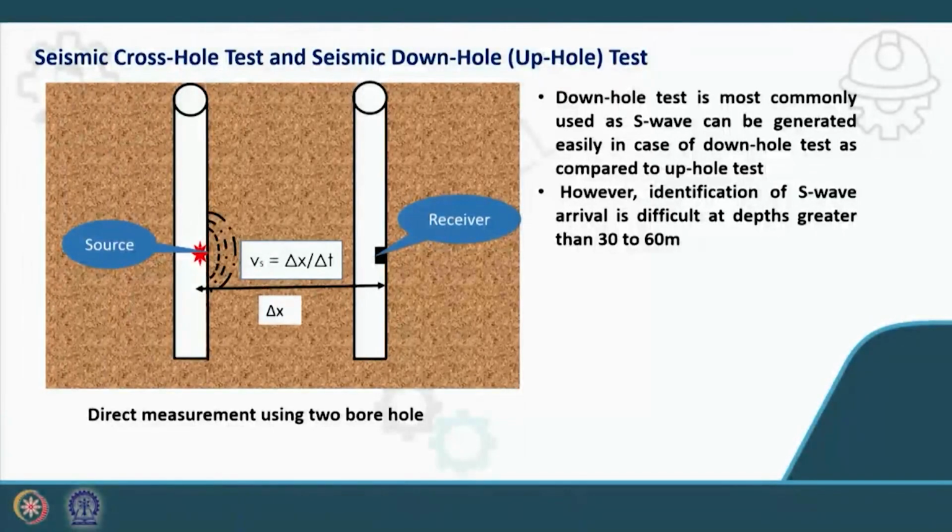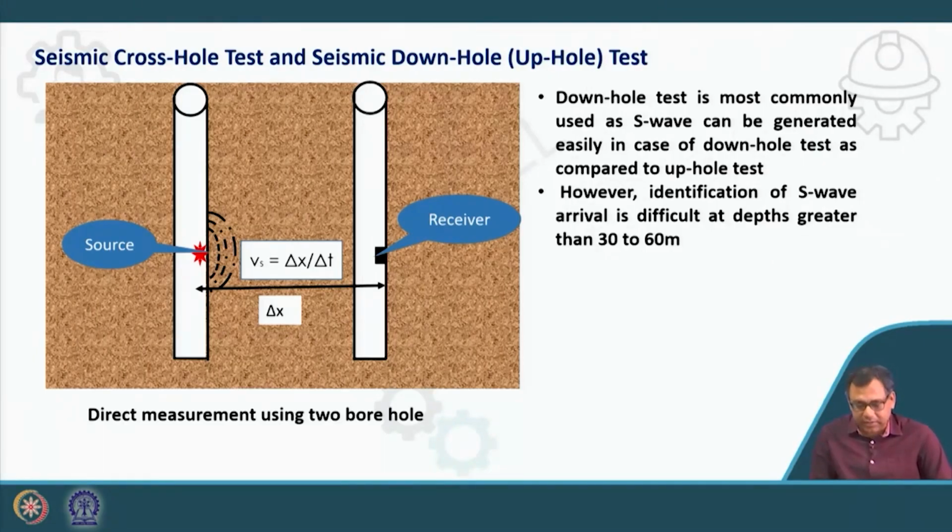In such a case, we have to do another type of seismic geophysical exploration, that is the seismic crosshole test, seismic downhole test, or seismic uphole test. What is the seismic crosshole test? In the seismic crosshole test, we have to go for boreholes. In the previous cases, no boreholes are required. But if we have a hidden layer, then we have to go for boreholes, and then we can easily identify that hidden layer.